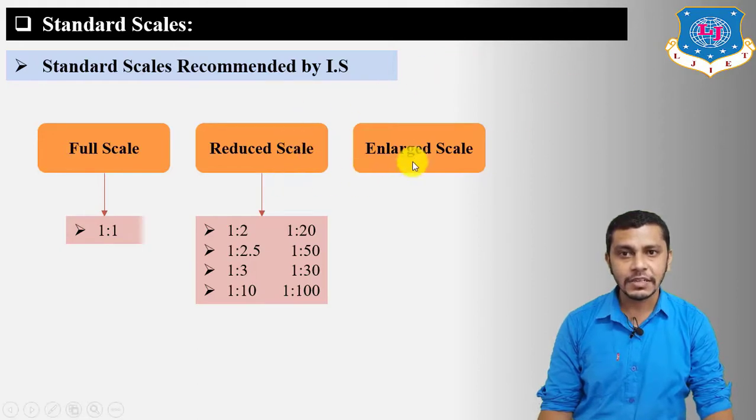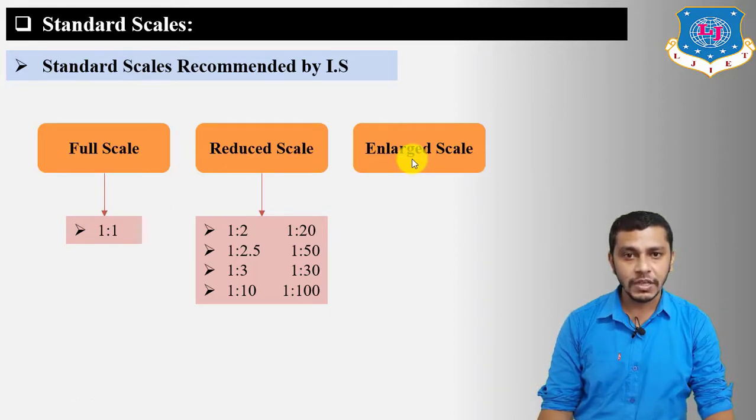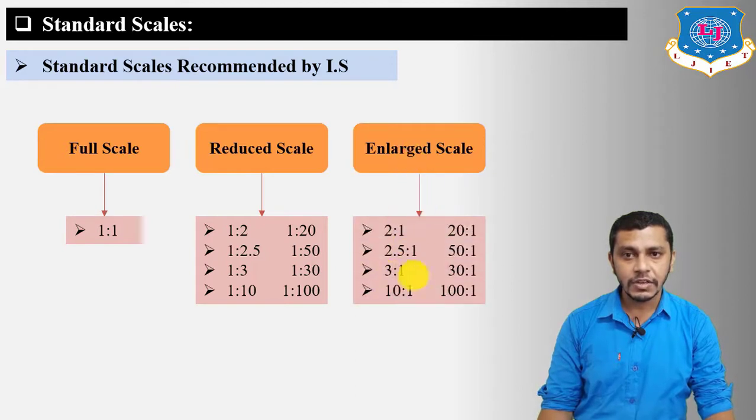Now next is enlarged scale. So what is enlarged scale? In enlarged scale, the dimensions of the object in the drawing are larger than the actual dimensions of the object. Here are some indications of the enlarged scale: 2:1, 20:1, 50:1, 30:1, 100:1. We can also take 1000:1, 1 lakh:1.